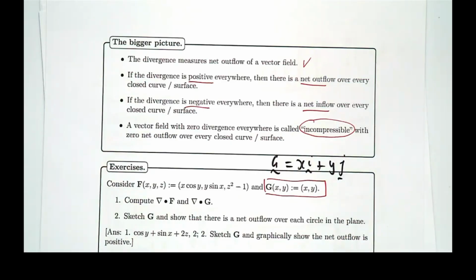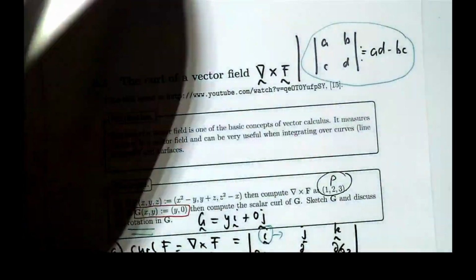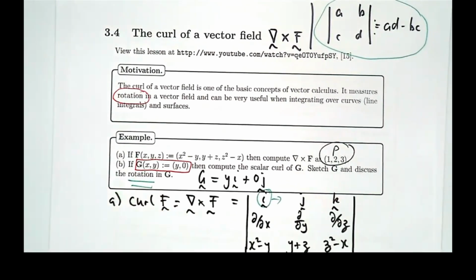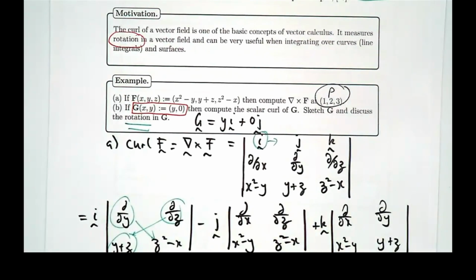The second one that we looked at was curl. So curl is the other way of combining vectors that you learnt about in first year, and it involves a cross product. So that X symbol, the cross product. The way that I usually do it, if I'm doing it by hand, is I set up a 3x3 determinant and I just expand it along the top row.